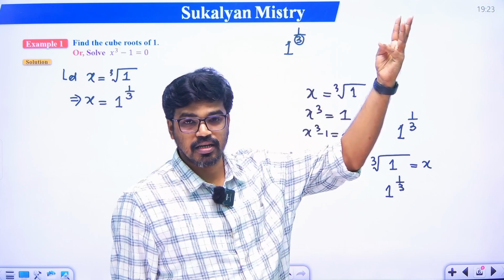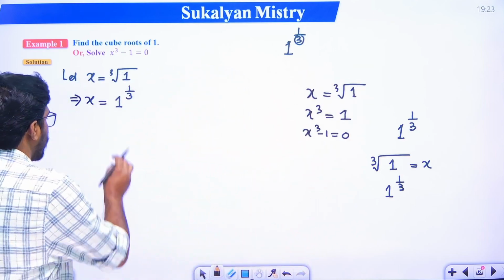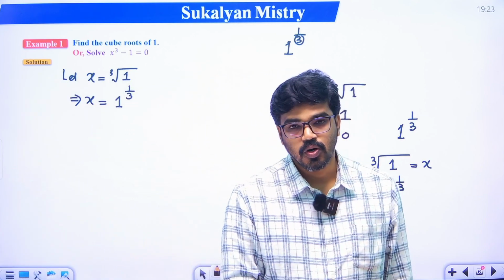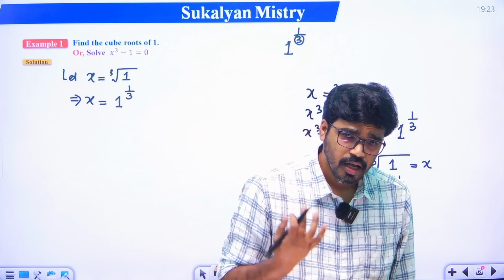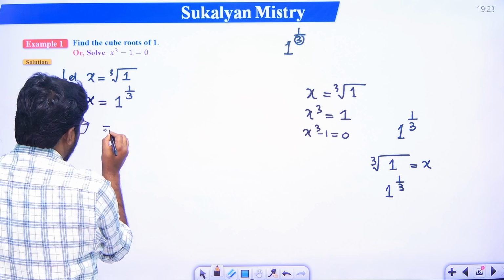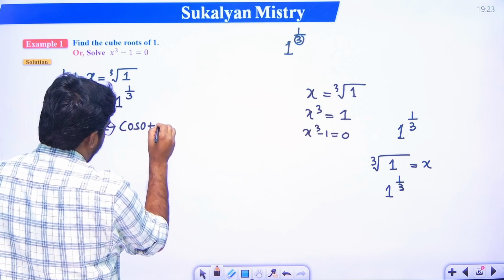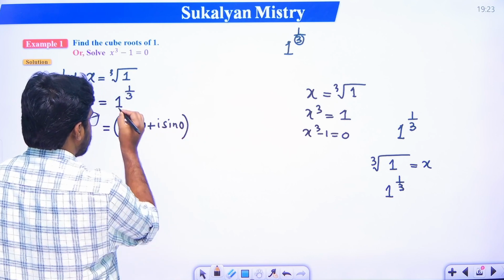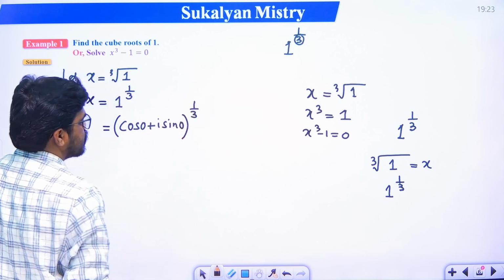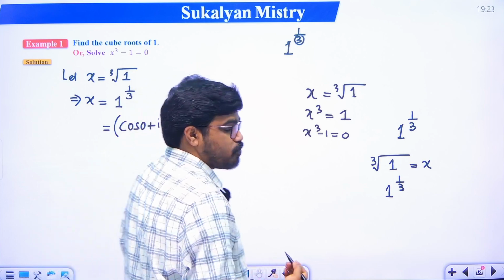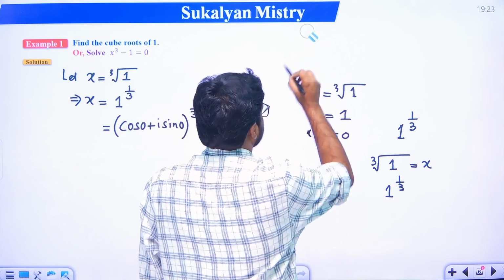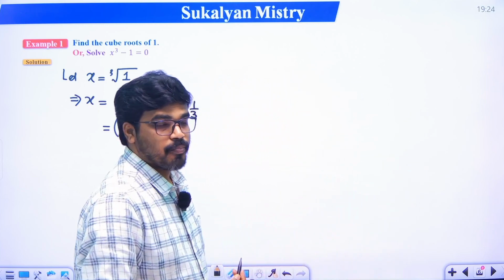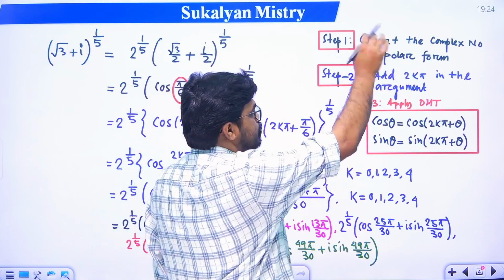The denominator will be the number of answers. Okay, so step 1: we first have to convert into polar form, right? So 1 is cos 0 plus i sin 0, where cos 0 is 1 and sin 0 is 0, so ultimately 1 to the power 1/3. So what is step 1? We have to convert the complex number into polar form.